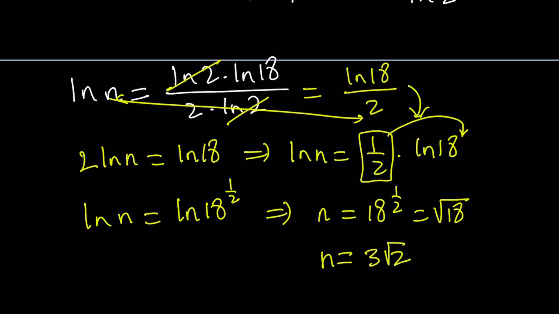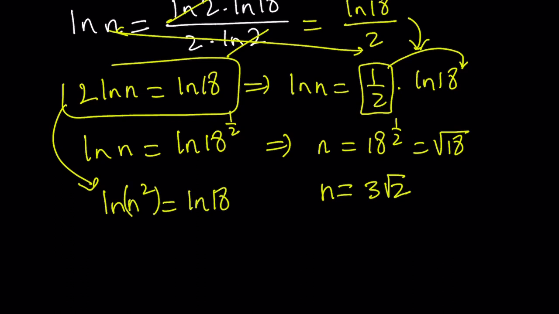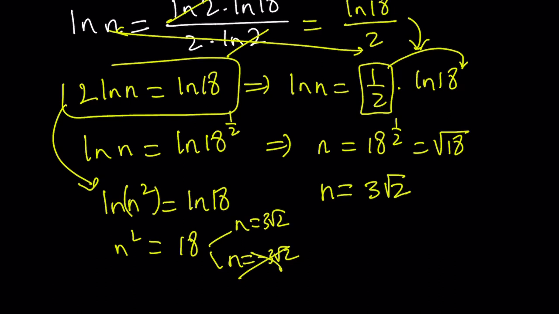Obviously, we could also do the following. If we proceed from here, this can be written as ln n squared equals ln 18. I know I kind of made them too close. And then we could write n squared equals 18, which would give us 2 results, but the -1 is not going to count. Therefore, we're only going to go with 3 root 2. Make sense? Hopefully it does. Let's go ahead and take a look at the second method.